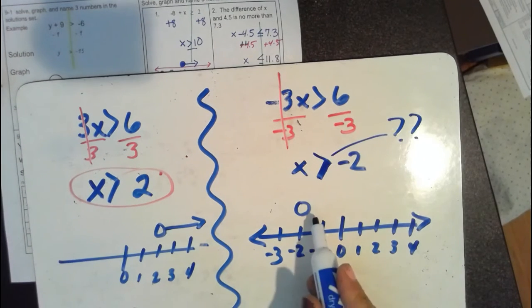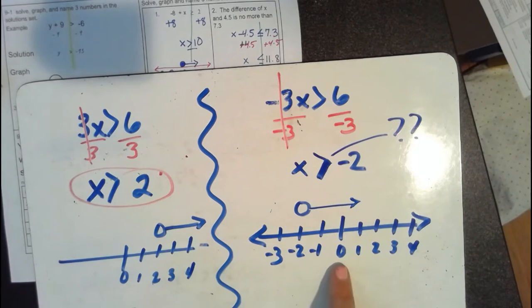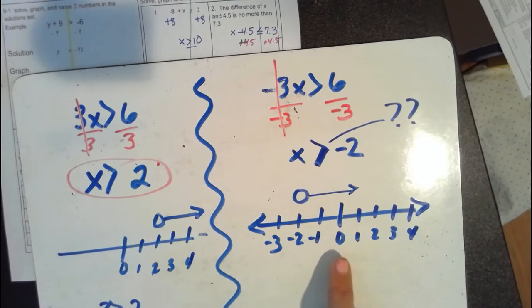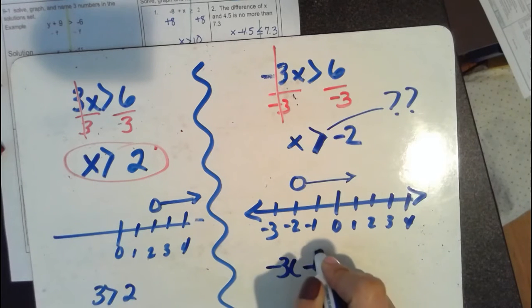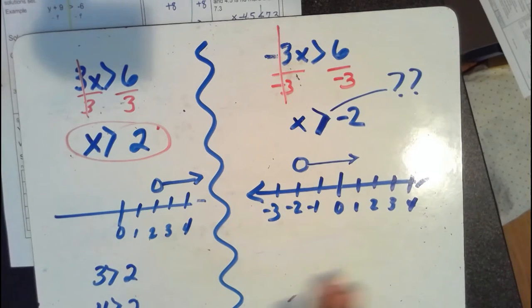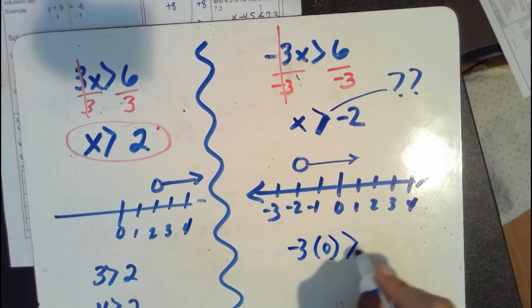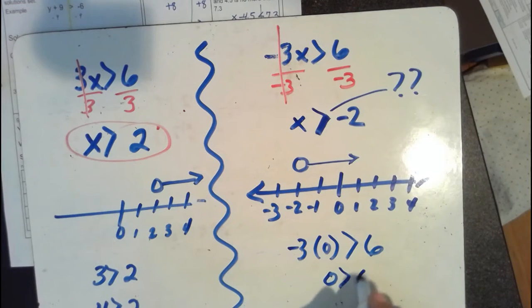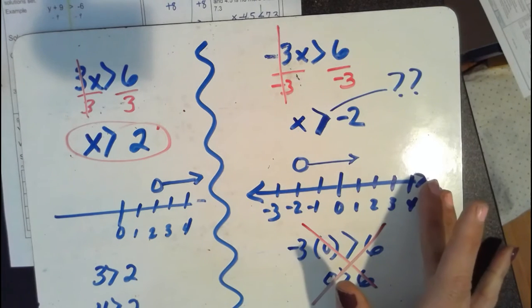Because when we look at -2, when we try the numbers that are to the right of it, that are greater than it, we'd get a number like -1 or 0. And when I try them, they don't work. -3 times -1, that says that 3 is greater than 6, which is false. 3 is not greater than 6. If I try it with a different number, say 0, I get -3 times 0 is greater than 6. That gives me that 0 is greater than 6. This is also not true. So it ends up being that none of the numbers to the right work.